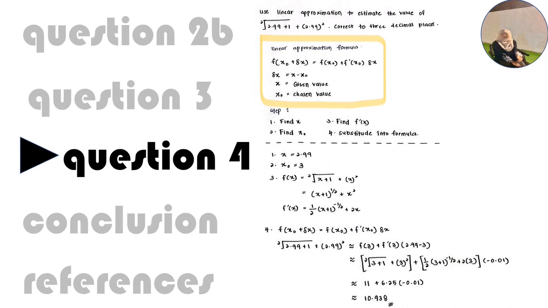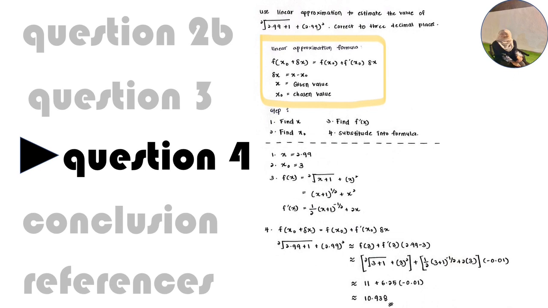So the first step is we find x that is given from the equation, which is 2.99. And then the second step is to find x naught, where x naught is the chosen value that is close to x. So we take x naught equal to 3. The next step is to find f prime x by using differentiation. So we define the function first as f of x equals square root of x plus 1, plus x squared. This can also be written as x plus 1 power of 1 over 2, plus x squared.